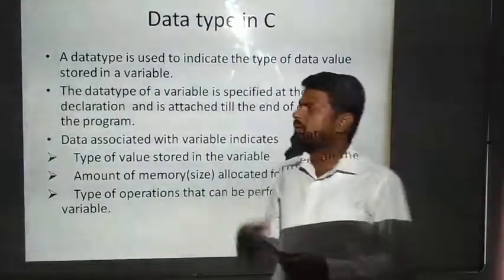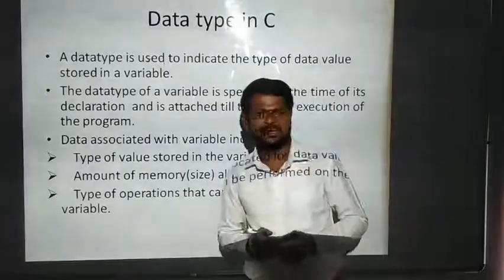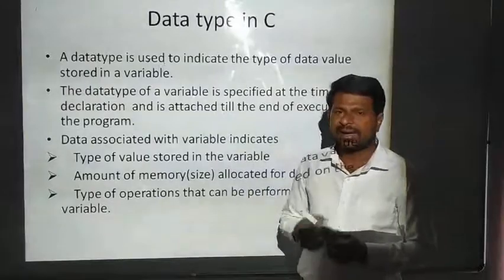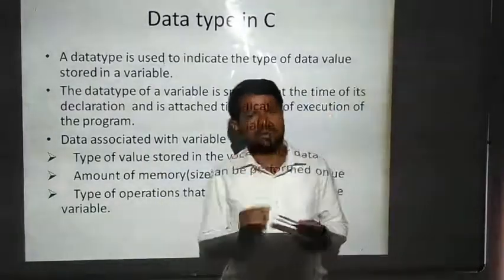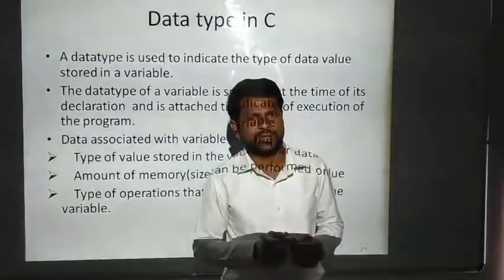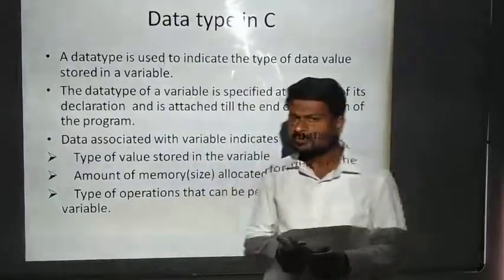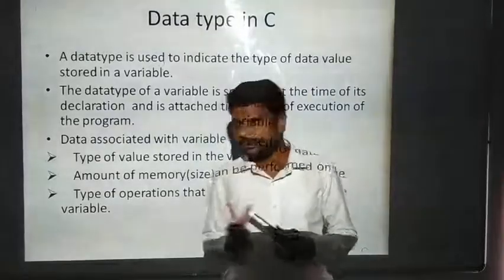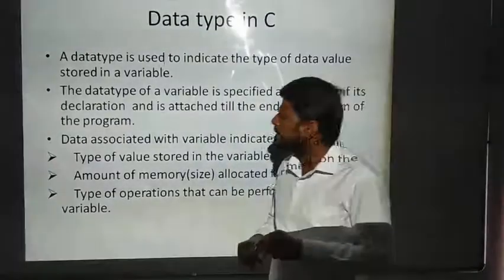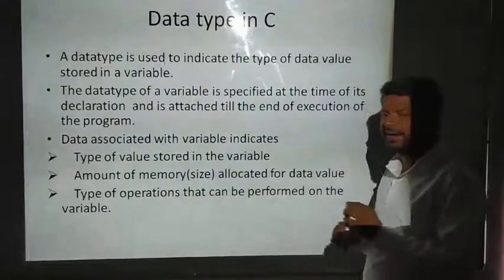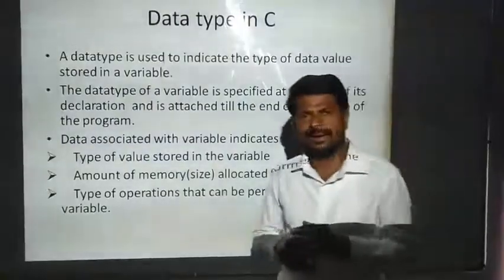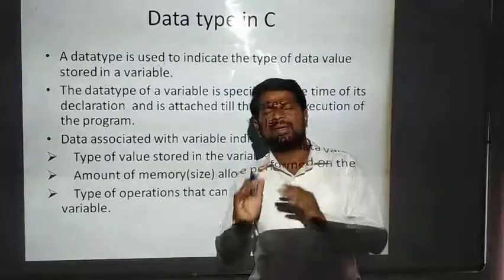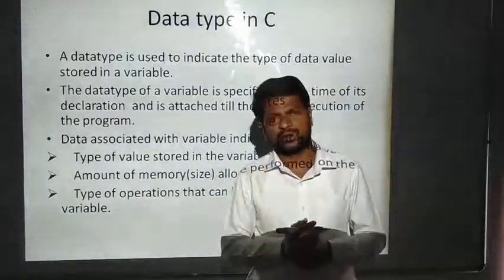Today we are going to learn about data types in C. What is a data type? A data type indicates the type of data to be stored in a variable. The data type of a variable is specified at the time of declaration, and that data type will be carried throughout the execution of the program.